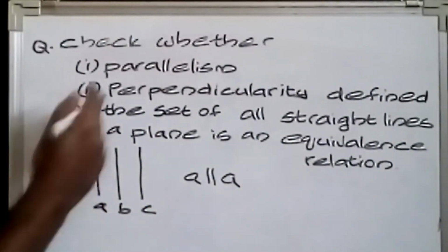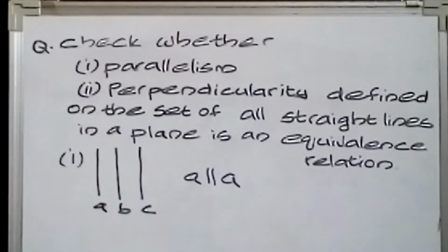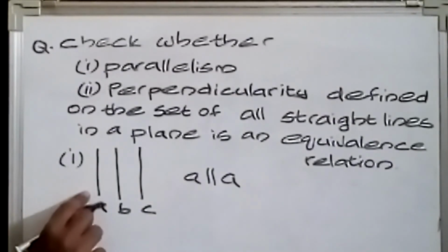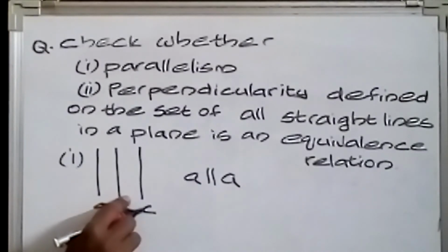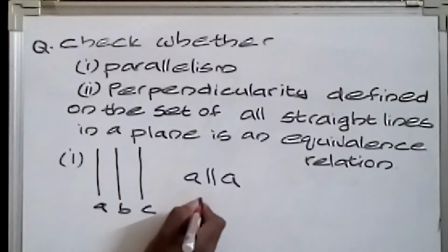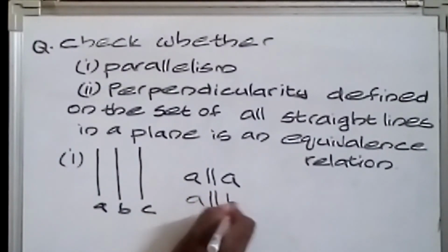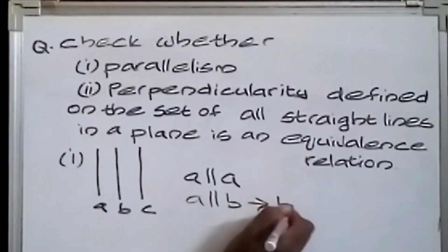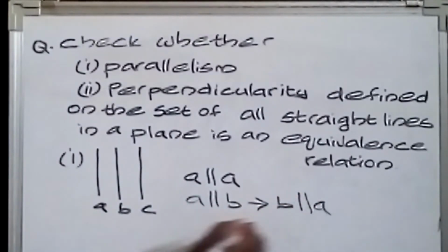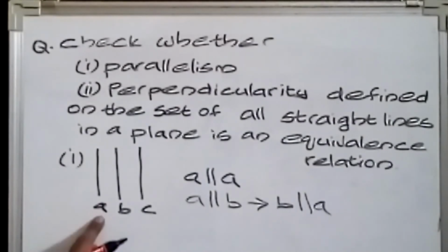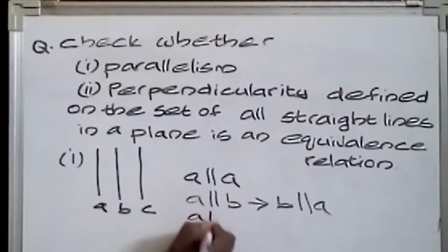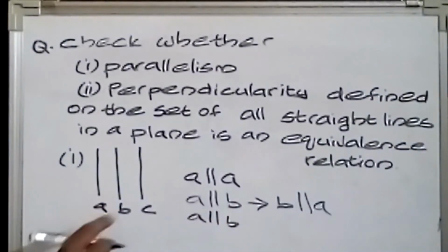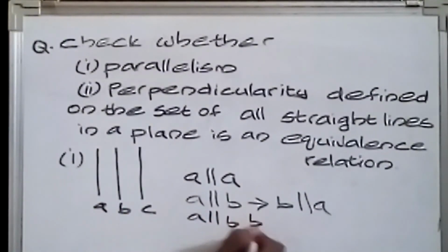For any straight line, the line is parallel to itself. Therefore, the relation parallelism is reflexive. Now, if A is parallel to B, then clearly B is parallel to A. A parallel to B implies B parallel to A. Therefore, the relation is symmetric. And to check whether the relation is transitive, let A be parallel to B, and B be parallel to C.